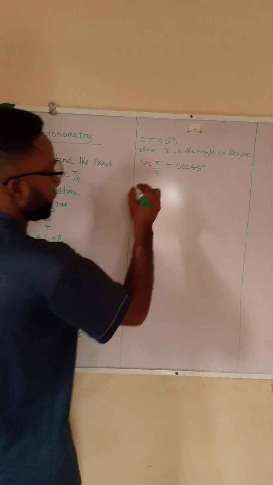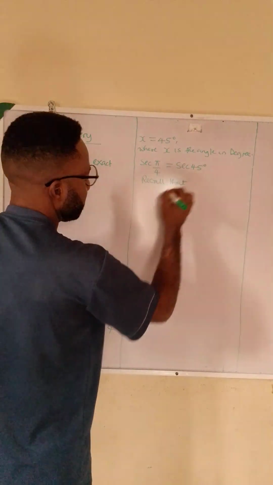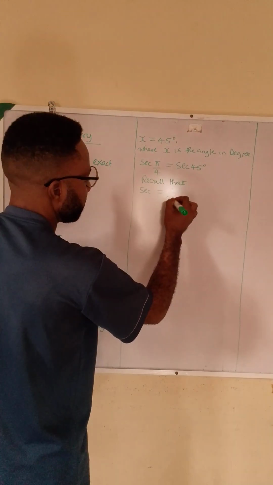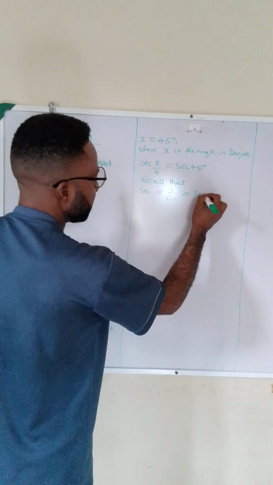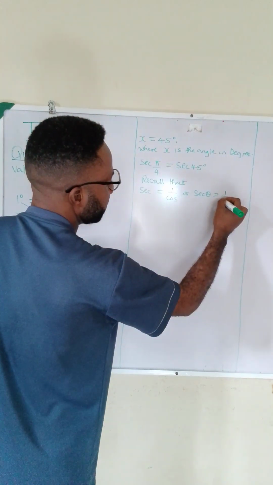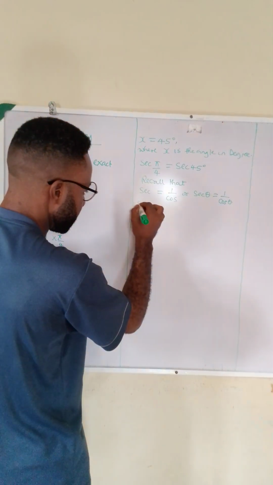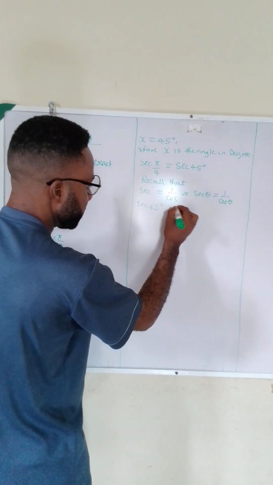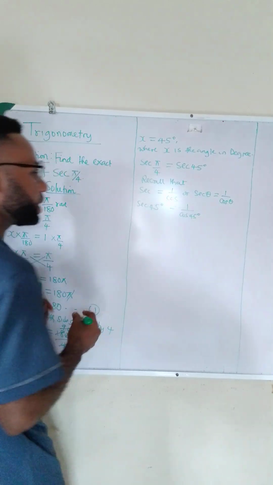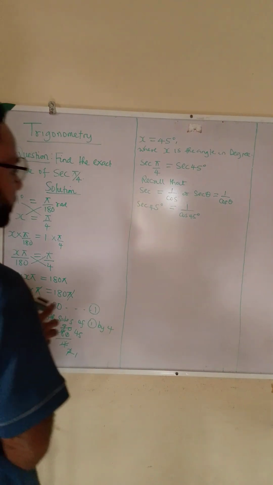But we have to recall that sec is equal to 1 over cos, or you can say that sec theta, if you add an angle to it, is equal to 1 over cos theta. So if this is true, we can now say that sec 45 degrees equals 1 over cos 45 degrees. So we can now at this point punch the value of cos 45 in our calculator.